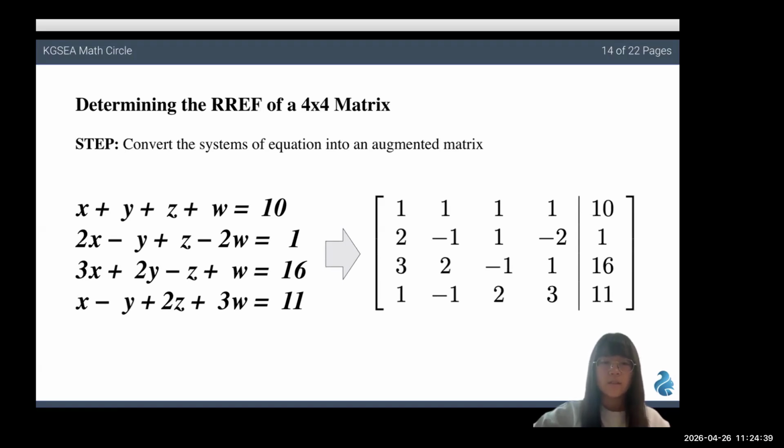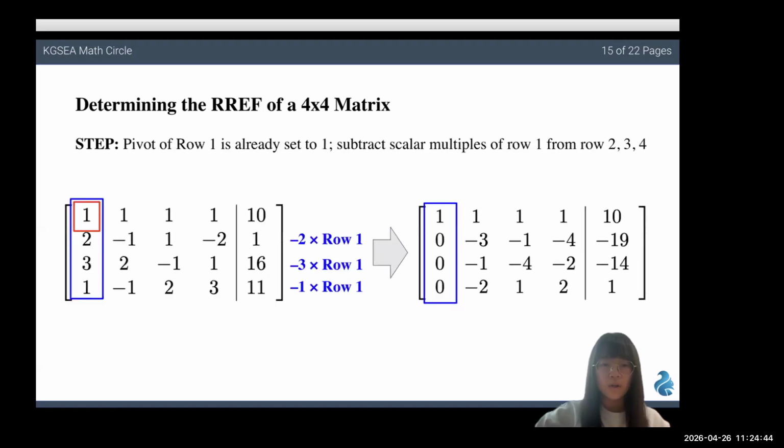Now let's convert the system into an augmented matrix, and we begin with the first pivot in row 1, column 1. This is already set to 1, and our goal is to eliminate all other entries in column 1. So we eliminate the entries by subtracting multiples of row 1 from the other remaining rows. So row 2 becomes row 2 minus 2 times row 1, row 3 becomes row 3 minus 3 times row 1, and row 4 becomes row 4 minus row 1. This gives us this matrix on the right, where all non-pivot entries in column 1 are cleared out to be 0.